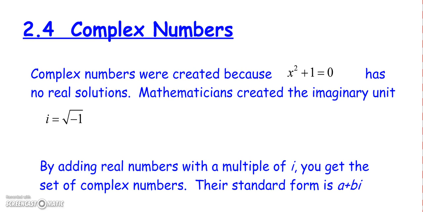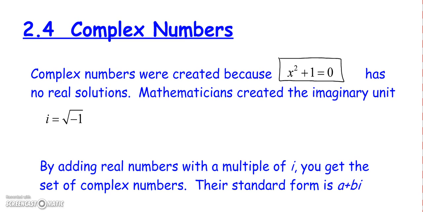All right, here we have our notes on section 2.4, complex numbers. The reason complex numbers were created is that a long time ago they were trying to solve the equation x squared plus 1 equals 0. They were not able to, because they would use their traditional subtract 1 from both sides, and they ended up having to take the square root of negative 1. They couldn't get an answer to this.